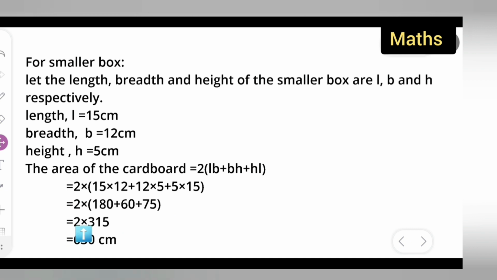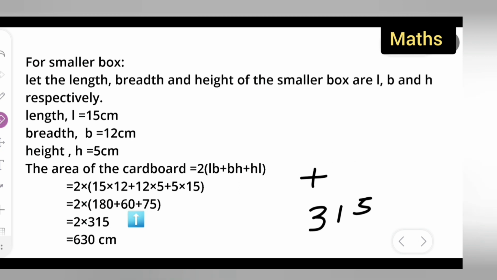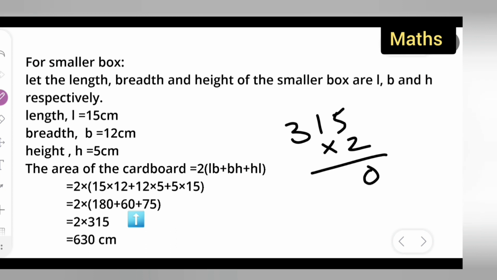Now this is equal to 2 multiplied by, add these, 180 plus 60 plus 75. Add these numbers and see if you all are getting the correct answer. 8 plus 7 will give you 15, 16, 17, 18, 19, 20, 21. So you will get 315, right? 315 you all got over here. Now you all have to multiply that 315 by 2. 2 5s are 10, 2 1s are 2, 3, 3 2s are 6. So your answer is 630 over here.